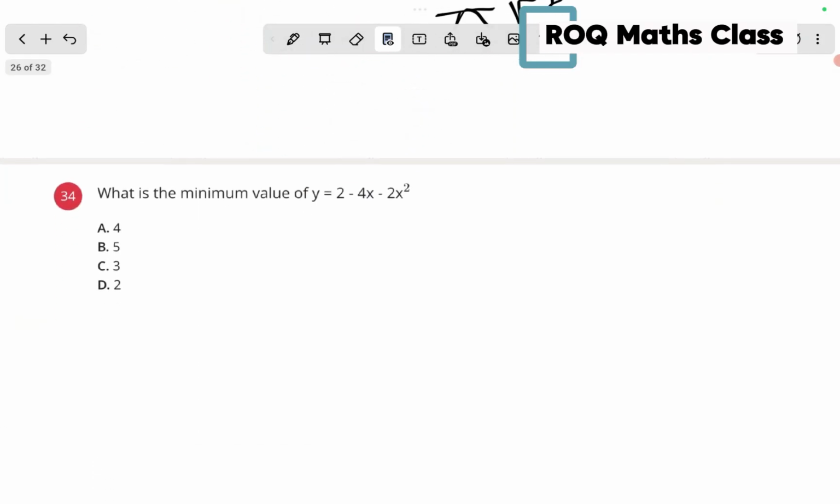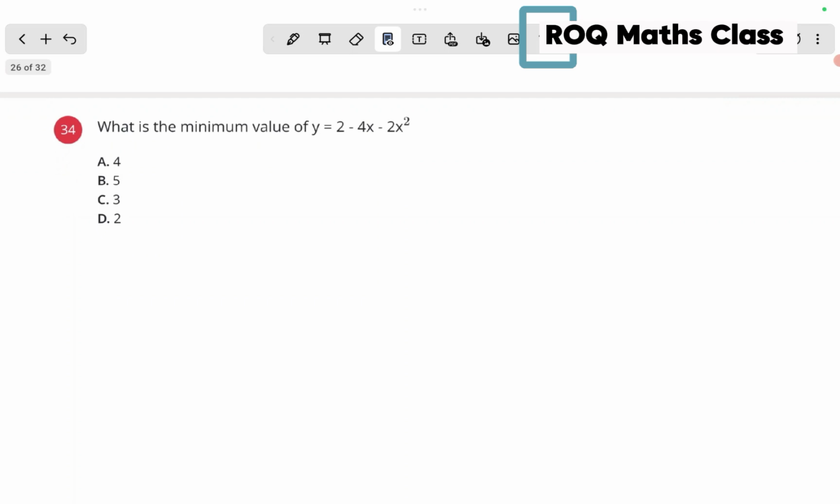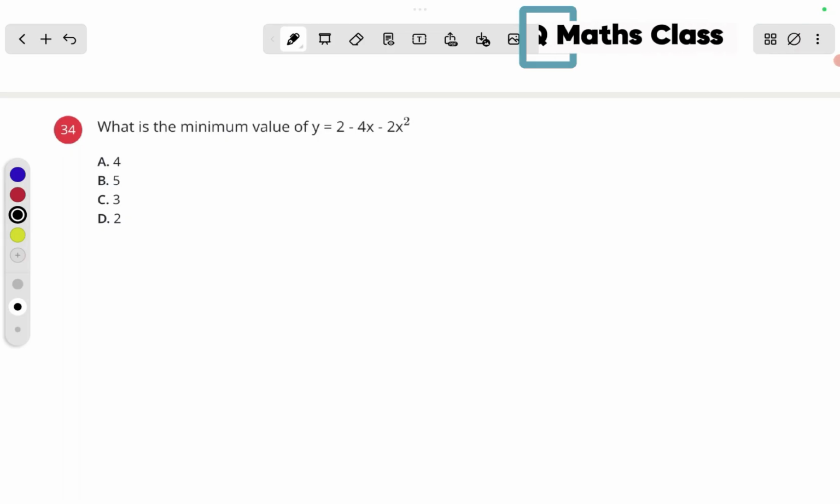Question 34. What is the minimum value of y equals 2 minus 4x minus 2x squared? In this case, we find the first derivative of y, which is the critical value, and we equate it to be 0. So whatever value we have for x, we are going to substitute it into the given equation.